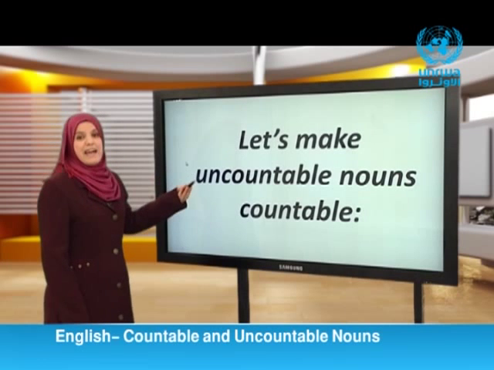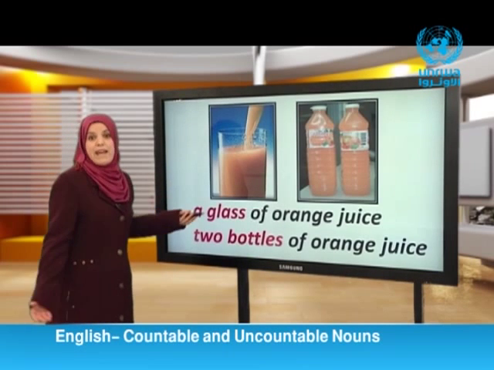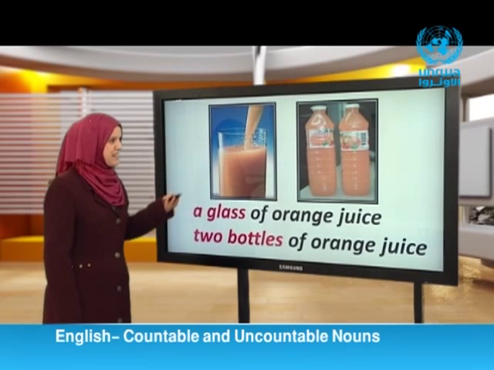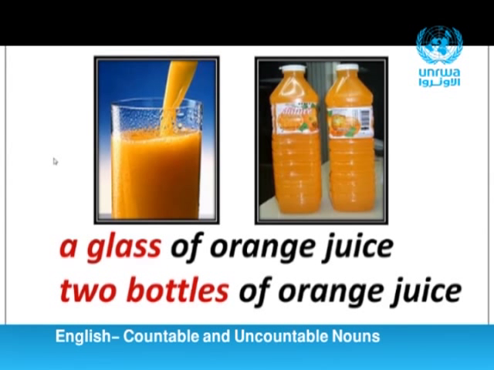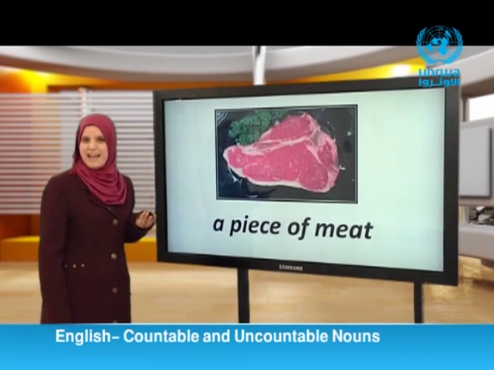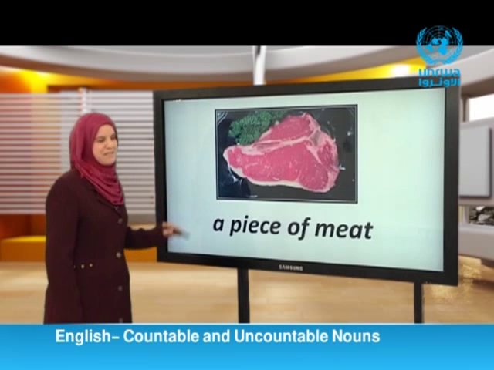Now, let's make uncountable nouns countable. We can't count juice, but we can count glasses and bottles. We say a glass of orange juice, 2 bottles of orange juice. Meat is uncountable, but we can count pieces of meat. This is a piece of meat.